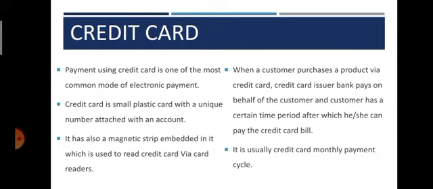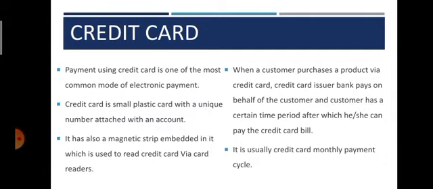It also has a magnetic strip embedded in it. Behind the credit card you might have seen a black colored strip. That black strip is nothing but a magnetic strip which is used to read the credit card via card readers. When a credit card is placed over the card reader, it is used to read that card. When a customer purchases a product via credit card, the issuer bank pays on behalf of the customer. Firstly we'll be discussing till here only, that is, when a customer purchases a product via credit card, the issuer bank pays on behalf of the customer.